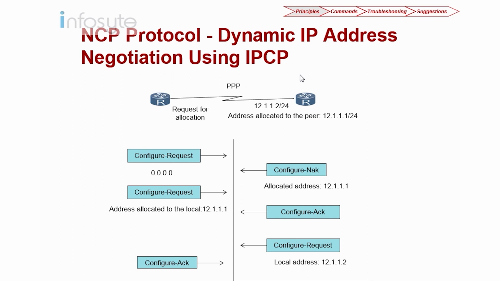Now the NCP protocol negotiation for static and dynamic are slightly different. So let's look into the dynamic IP address negotiation using IPCP. Now assuming that R1 here has no IP and requests for allocation. R2 does have an IP. The IP address that is statically configured is 12.1.1.2, and in R2 we have configured 12.1.1.1 as the IP address that's assigned to R1.